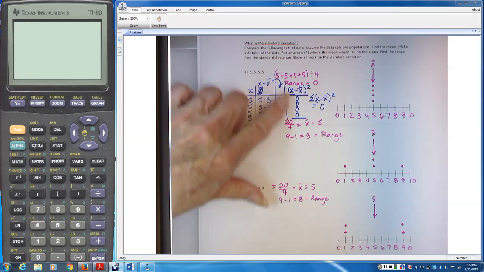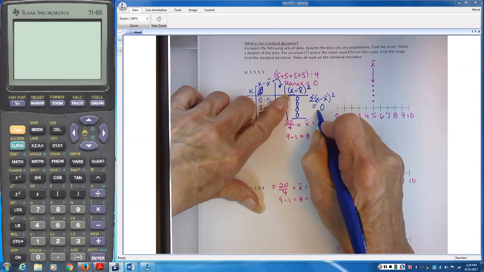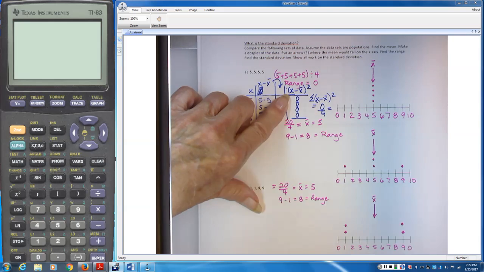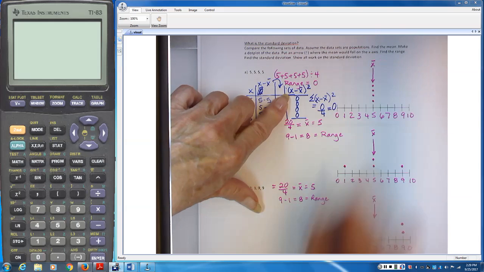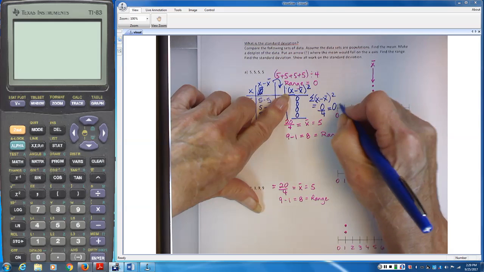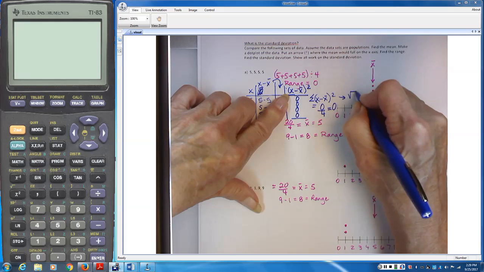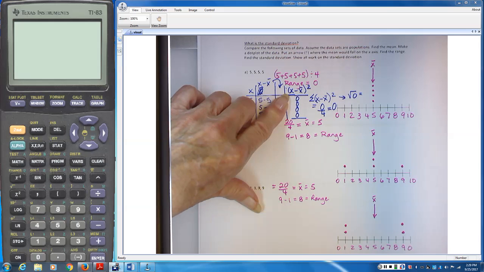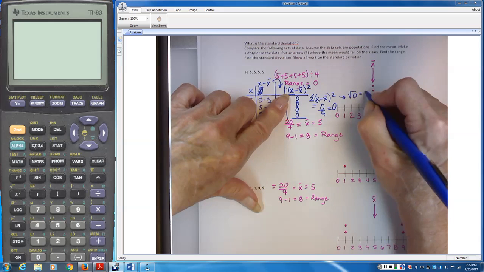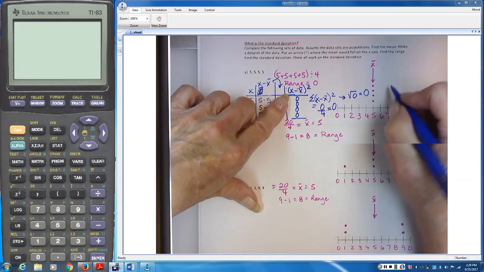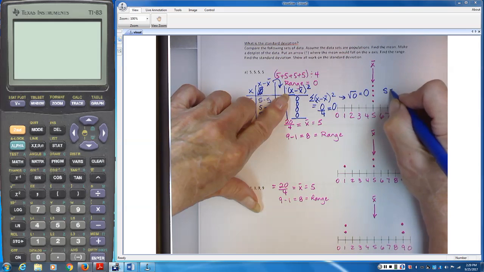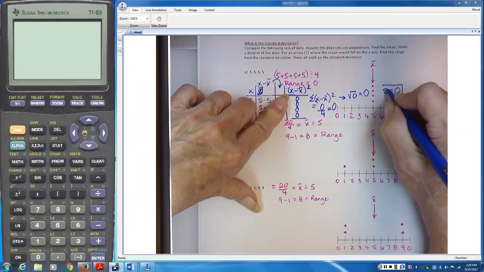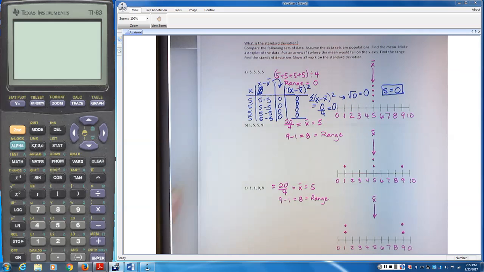And now that we have the squared differences, we're going to divide by 4, which is still 0. And then we're going to take the square root of 0, which is 0. That is the standard deviation. The standard deviation for your first data set is 0.